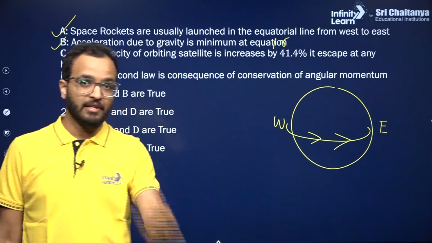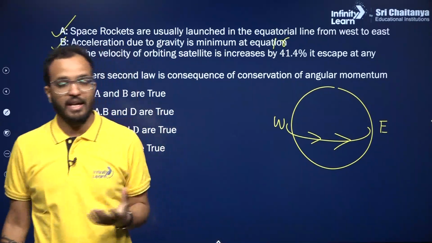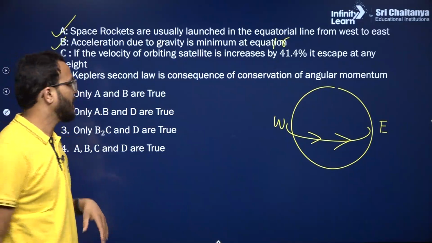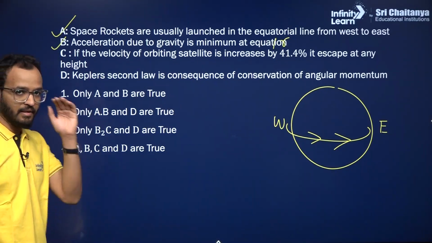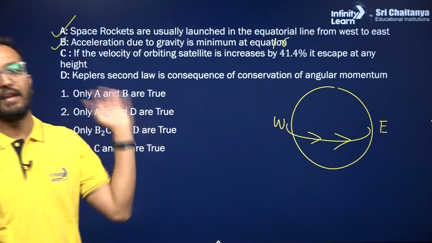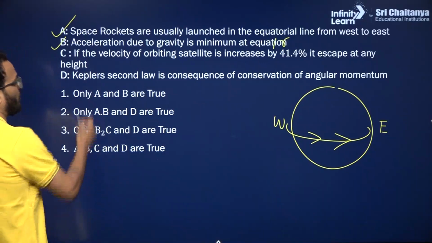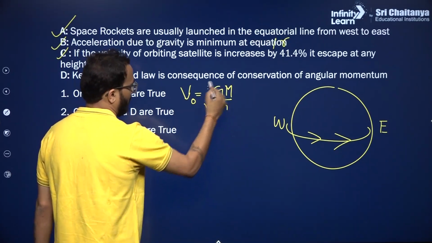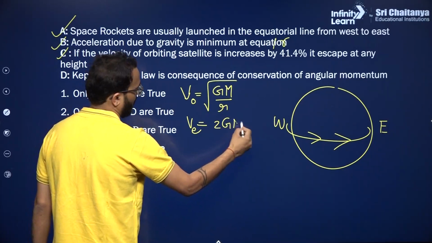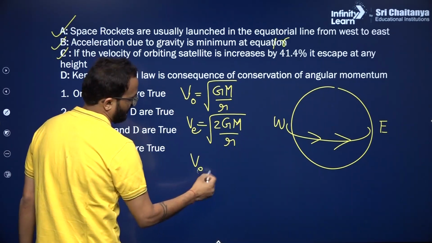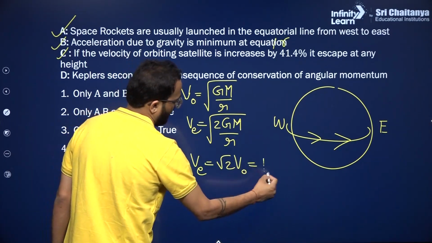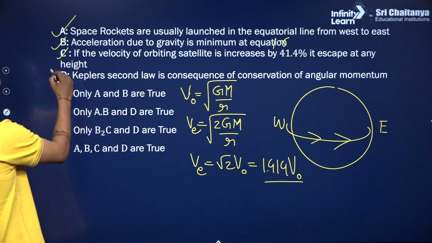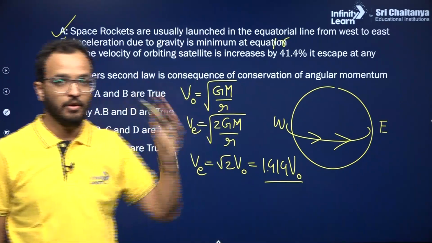Why? Because we already know that the effect of rotation of the earth on gravity is maximum at the equator, plus the radius at the equator is also greater than the radius at the poles, right? So there are two reasons why gravity at the equator is lesser than gravity at the poles. Anyway, so this is true. We already know that orbital speed is root GM by r, and escape speed is root 2 GM by r at any radius. So escape speed is nothing but root 2 times the orbital speed, which is 1.414 times orbital speed. That means a 41.4% increment will remove it from the orbit and send it away for good, right?